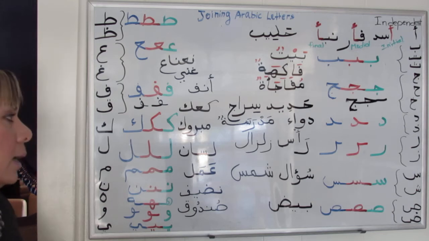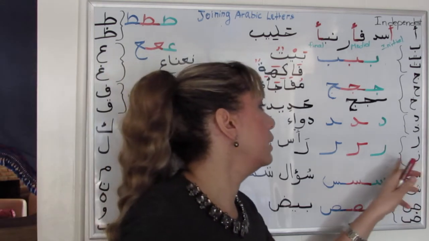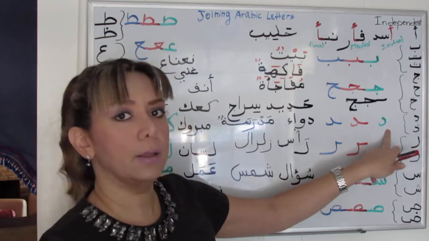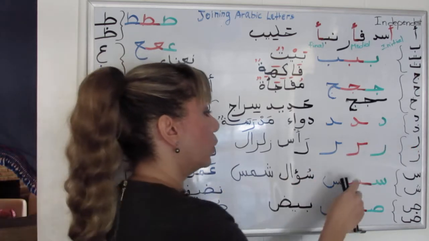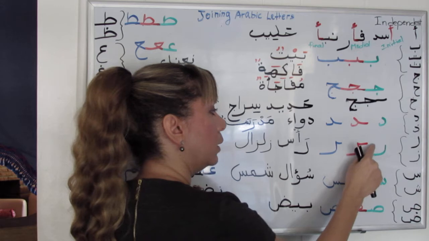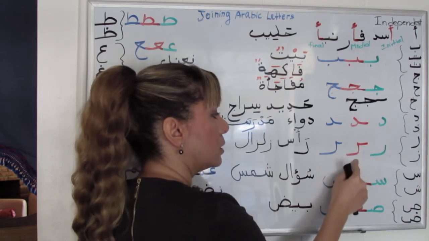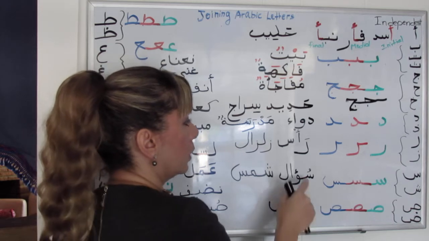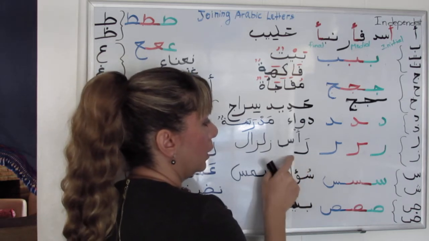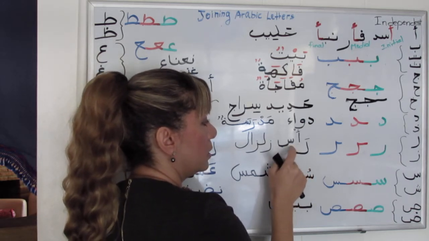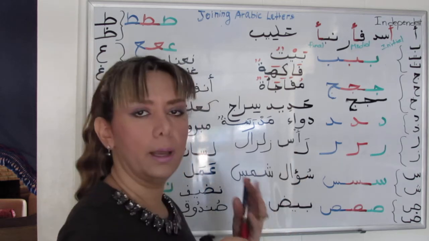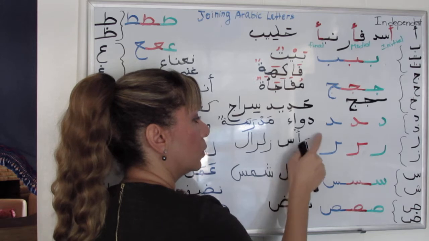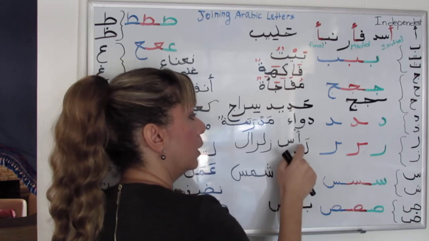Ra and zay, again same rules applied to dal. It connects to the right with a little handle when it's in the middle or in the final form. Here, ra, hamza and sin. Ra's head. Ra in the beginning with no connection.